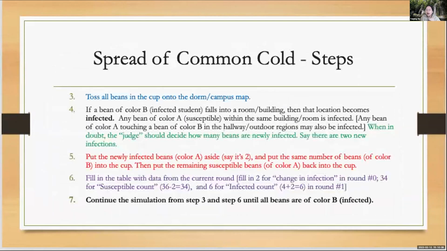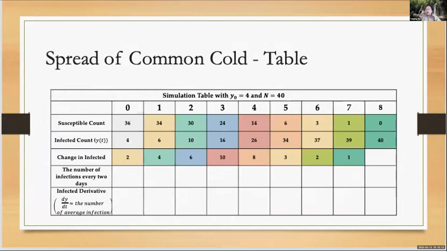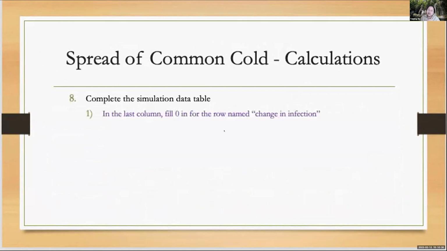And we repeat this process over and over again until there are no susceptible students anymore, so we can fill in our table. The process is relatively straightforward, and every student gets a chance to contribute and have nice discussions. And then what we move to next is we try to process our data.